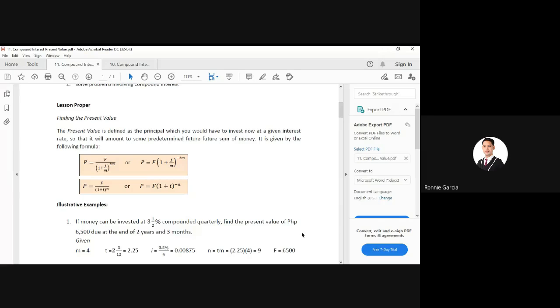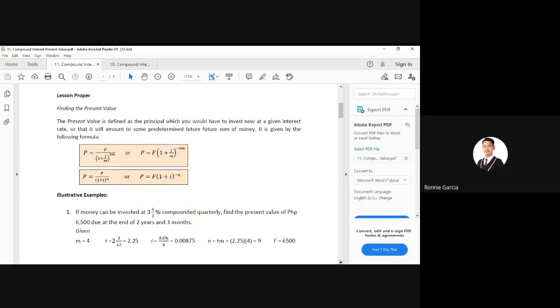First example, if money can be invested at 3.5% compounded quarterly, find the present value of 6,500 pesos due at the end of 2 years and 3 months. So you have to understand the problem, di ba? So pwede nimo siya isa-isahon, kwaon nimo ni siya. Unsa ning 3.5%? That is the nominal rate J. So naaman siya fraction. So pwede po nimo hinahinayon og convert.